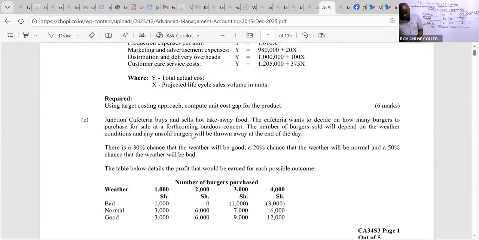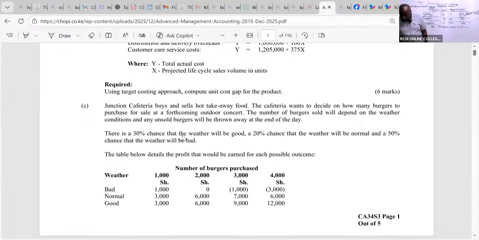Now, what are you able to see, first of all, about this table they have given me? Is it organized very well, or shall we transpose? We shall transpose. Because the alternatives we are going to be choosing from are the number of burgers to purchase, and the weather, bad, normal, good, is an act of God. That's uncontrollable. That is a state of nature. So we shall transpose. And so many students were not able to transpose.